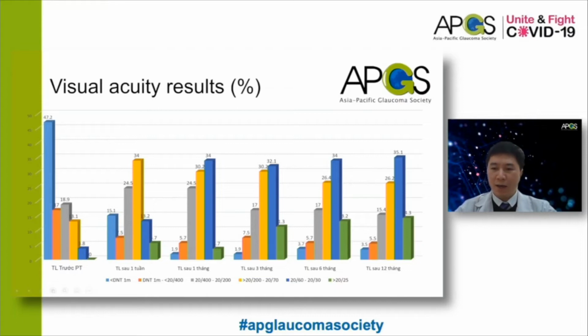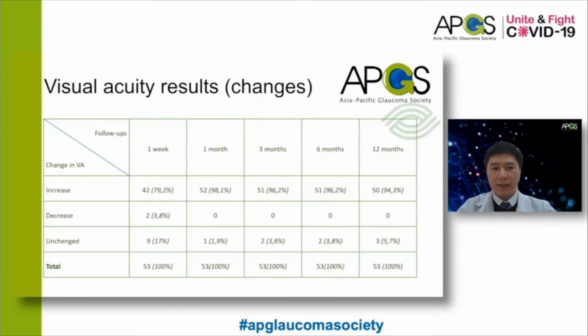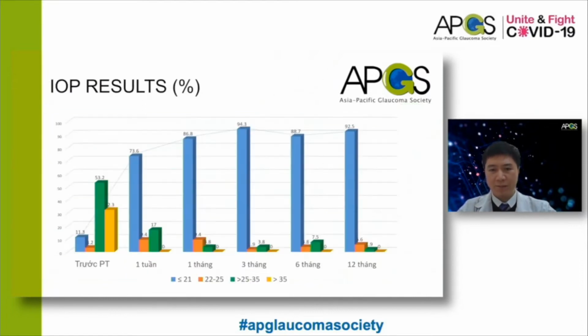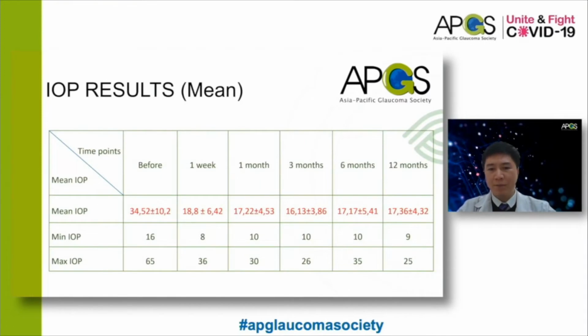You can see the bar on the right-hand side, we got a pretty good percentage of good recovery in visual function. And also a very good percentage, up to 95%, of patients got some improvement of visual acuity after 1 year follow-up. Another good outcome of this series was the IOP result, and up to 93% of patients got the IOP under control after the 1 year follow-up, with the mean IOP around 70 millimeters of mercury.